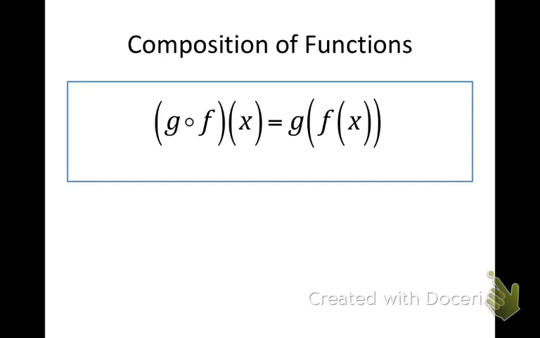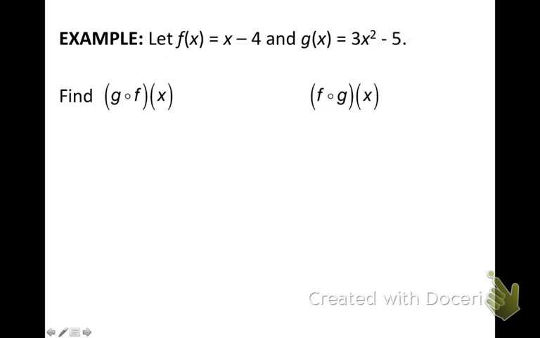So, I'm literally putting whatever my f function is in place of the g function. It's easier seen than said, I guess. All right, so let's go ahead and get some functions up here. We're going to make them pretty easy. So function f will be x minus 4. Function g, we're going to make 3x squared minus 5. We're going to do both versions.